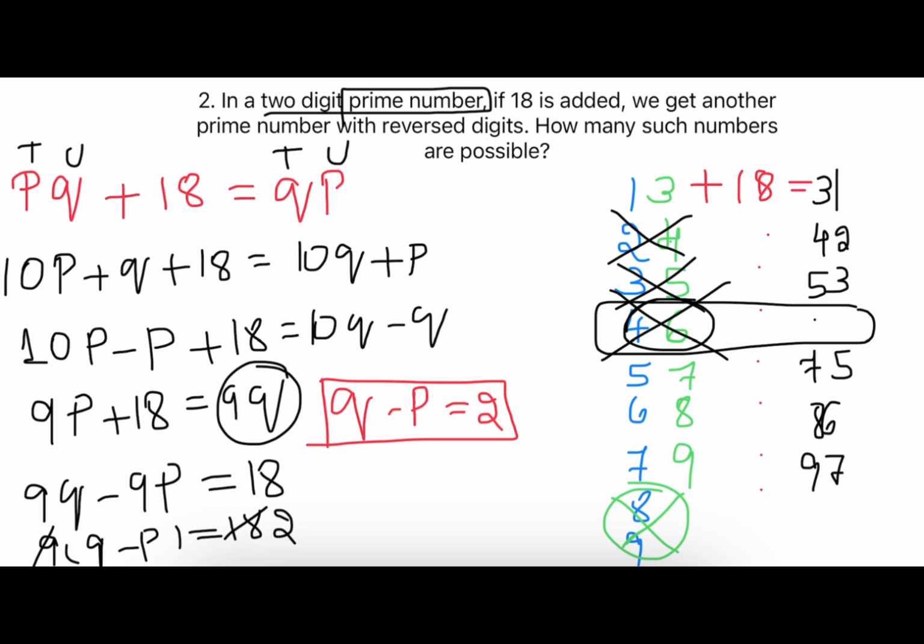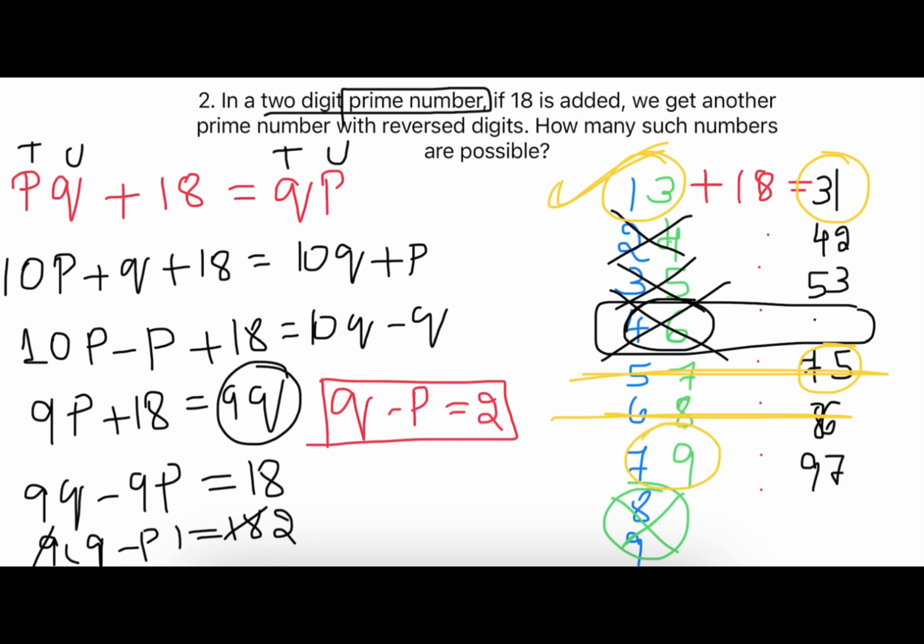So we don't even have to consider all of this. So very clearly, the first one is a possibility, because 13 is a prime number, 31 is also a prime number. So this one possibility is there. So when we consider this case, 57 and 75, 75 is not prime. According to the question, we get another prime number when 18 is added. So even this is cancelled out. Of course, this is also cancelled because both of them are not prime.